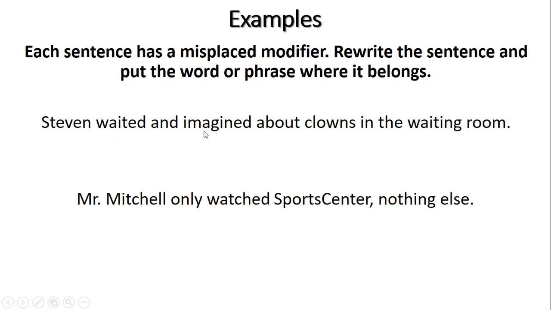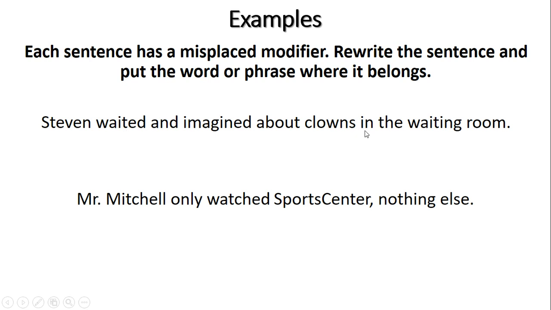Stephen waited and imagined about clowns in the waiting room. Now, if you read this sentence, you can tell that Stephen is obviously waiting for something, and Stephen is imagining that there are clowns in the waiting room. Do you think he's imagining about clowns being in a waiting room? Does that sound kind of silly? Seems kind of silly to me. I think in this sentence, the phrase in the waiting room is in the wrong spot, because I don't think he's imagining about clowns that are in the waiting room. But I think the phrase in the waiting room is actually describing where Stephen is waiting.